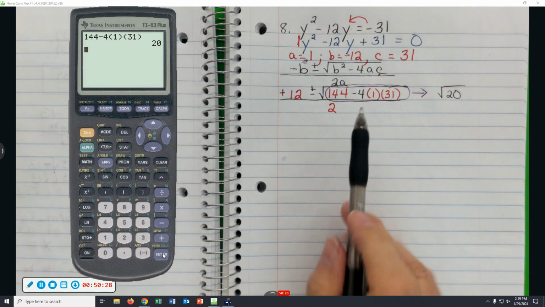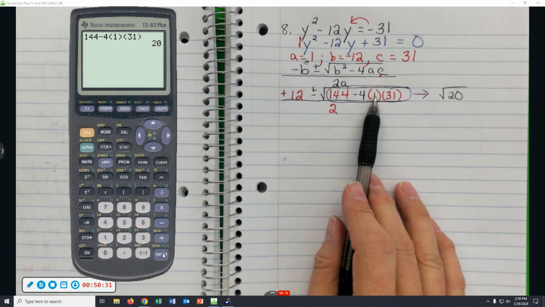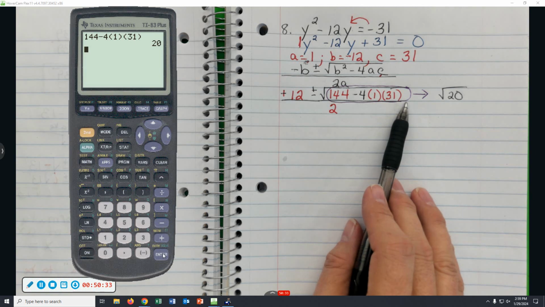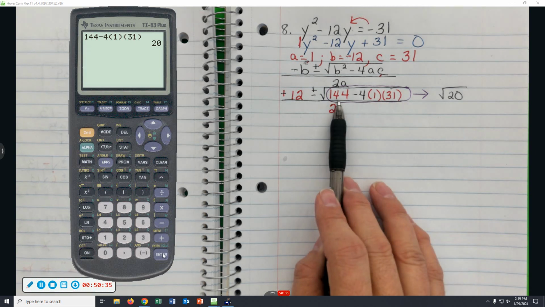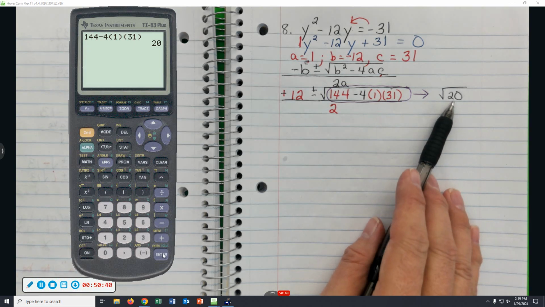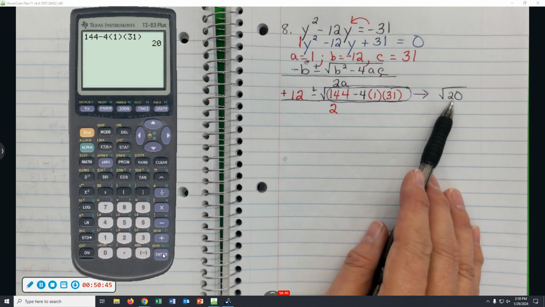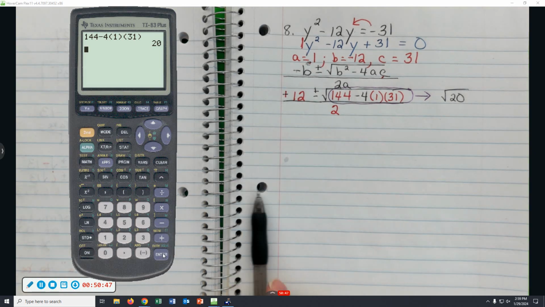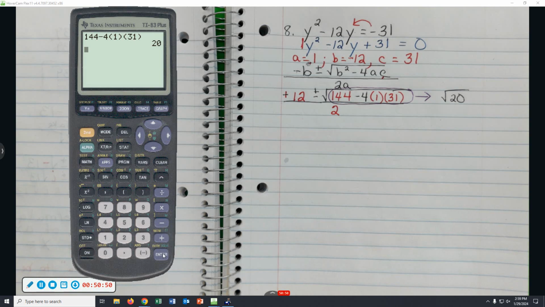Right there. By the way, 4 times 1 is 4. 4 times 31 is 124. 144 minus 124 is 20. You can do this in your head. You don't have to use a calculator. I'm just trying to show my thought process. Now, can I simplify square root of 20? Some of y'all have little calculators where if you punch in square root of 20, it'll simplify it for you. Others are like mine. How do I simplify square root of 20?